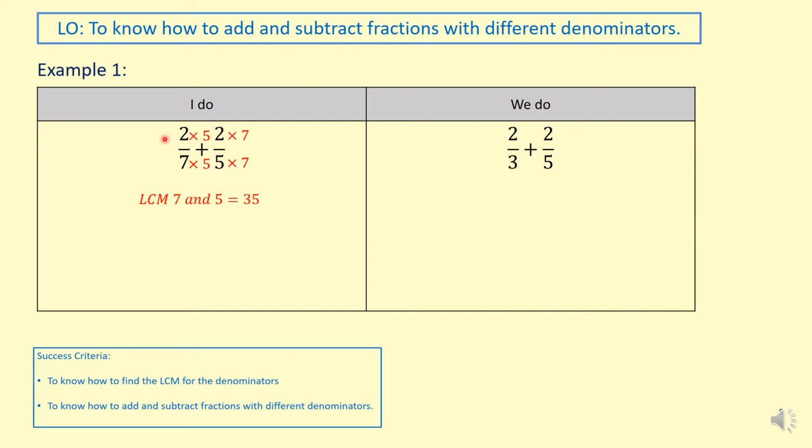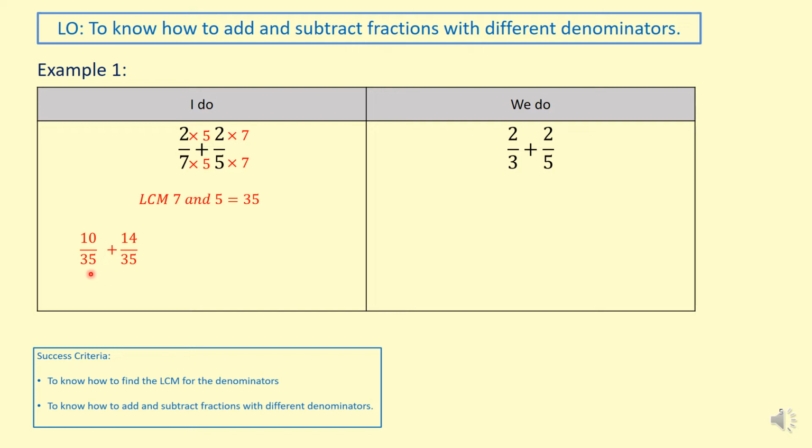Okay, 2 times 5 is 10 and 7 times 5 is 35. So my first fraction, 2 over 7, changed to the equivalent fraction 10 over 35. Now for the second fraction, 2 times 7 is 14 and 5 times 7 is 35, and it was addition between them. So my second fraction, 2 over 5, changed to 14 over 35, which is an equivalent fraction again. So I haven't changed the question, I just used equivalent fractions.